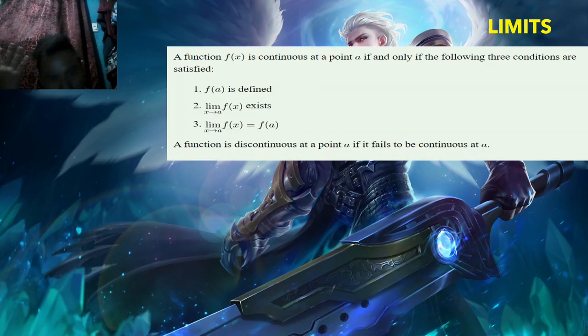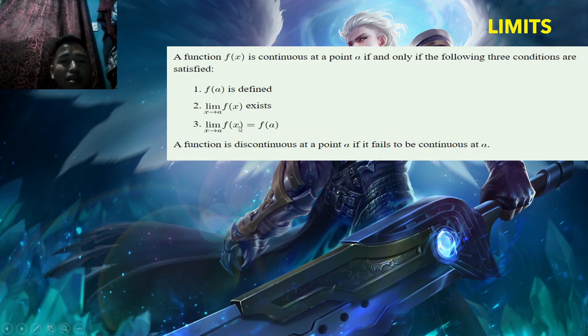Okay, class, for the continuity definition: the function f of x is continuous at a point a if and only if the following three conditions are satisfied. Number 1, f of a should be defined. Number 2, the limit of f of x should exist as x approaches a. Number 3, the limit of f of x as x approaches a should be equal to f of a.